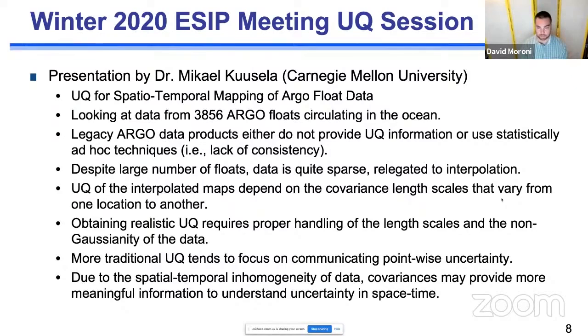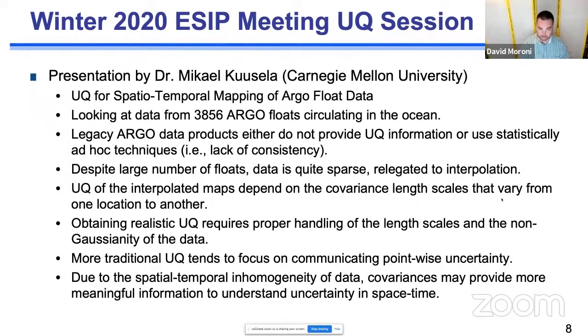And so the other primary point here was that the legacy products he was working with either did not provide UQ information natively, or they used very statistically ad hoc techniques. And so there was a real lack of consistency for any UQ information that was out there. So really, he was just trying to bring consistency to this. I think that's one of the paramount goals here that he was trying to do. And I believe he's still working on this. It's an ongoing effort, but there's a lot of things that came out of this.